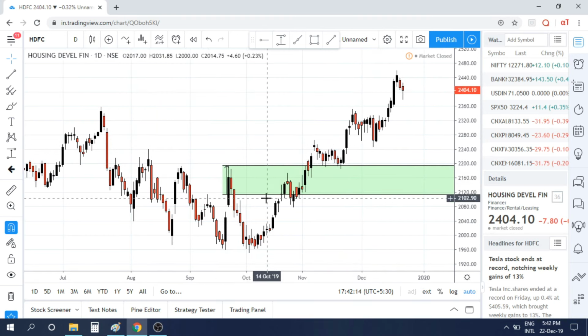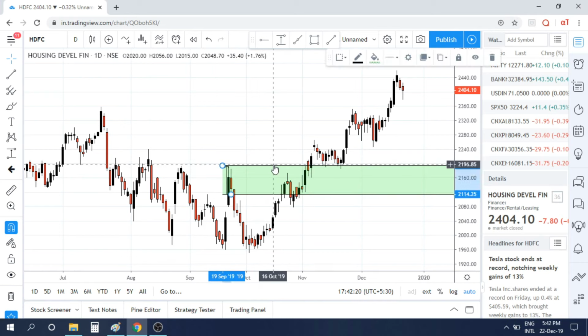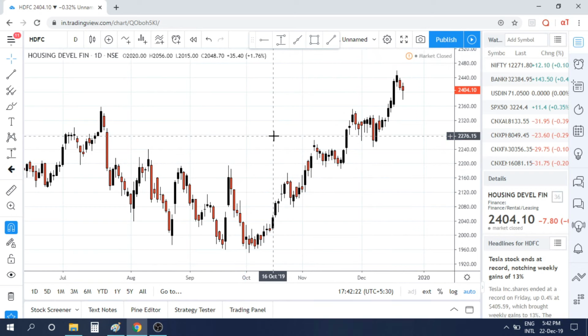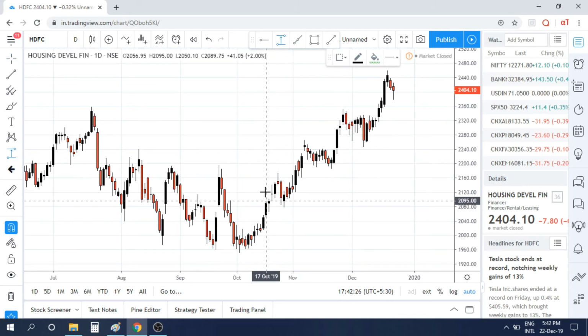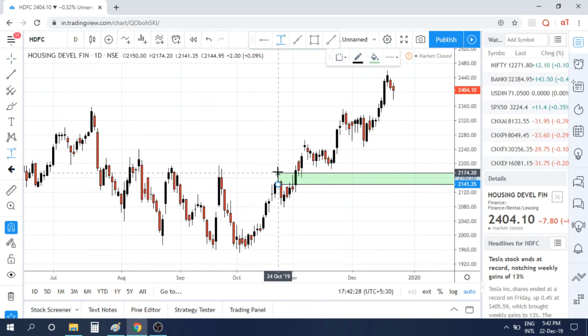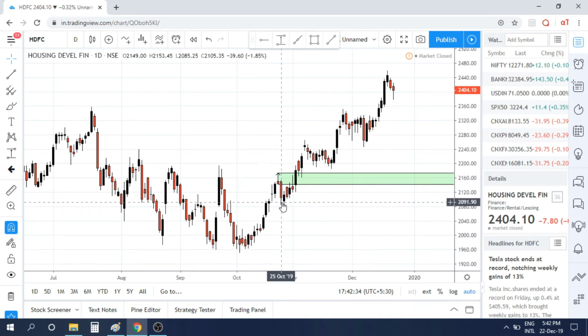So this is a very simple example of how a flip zone worked over here. This was the first case. Let me show you one more flip zone which I can see on the chart right now. If you see this particular supply zone over here, this was a rally, a single base candle, and then drop from there.